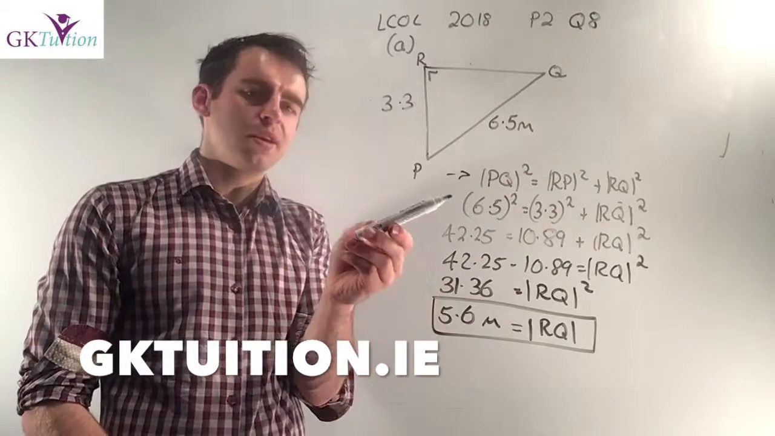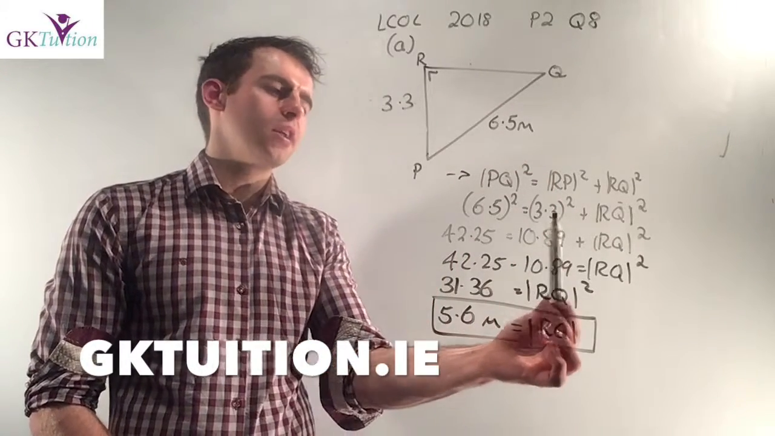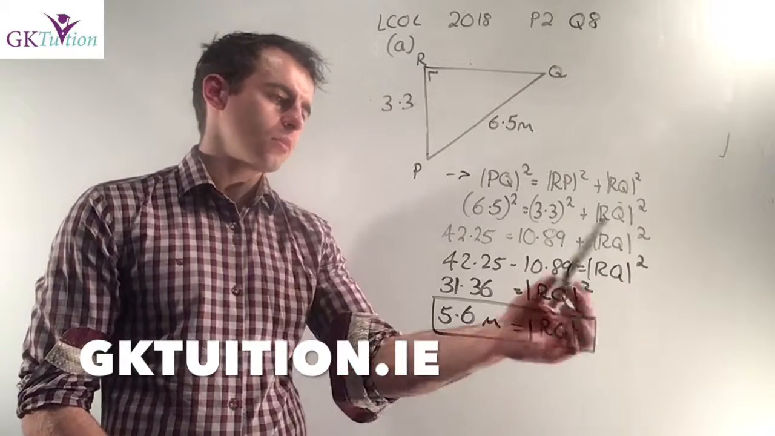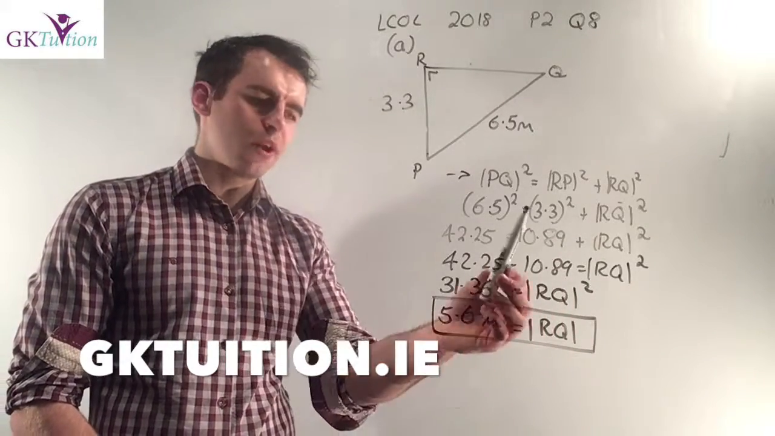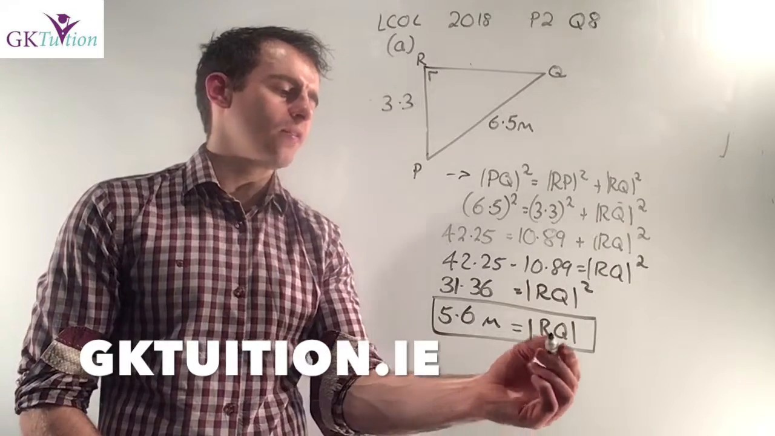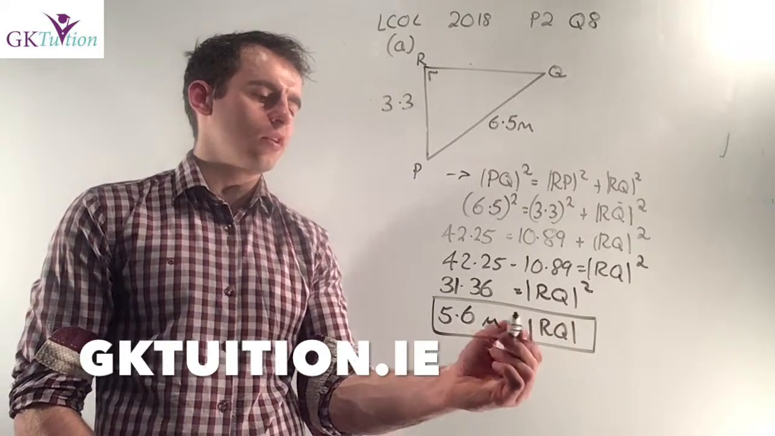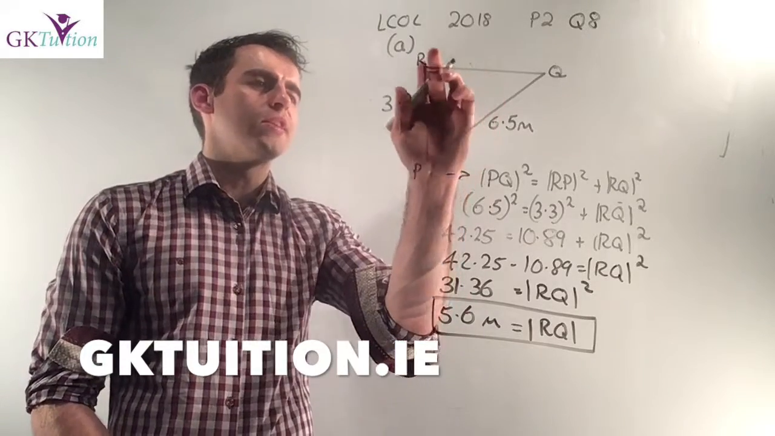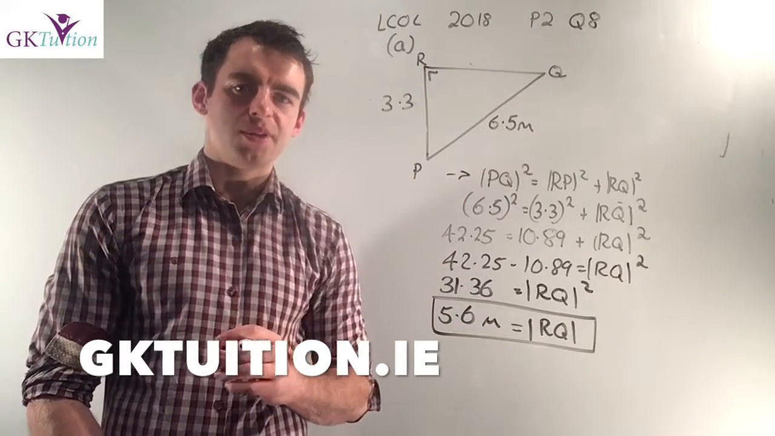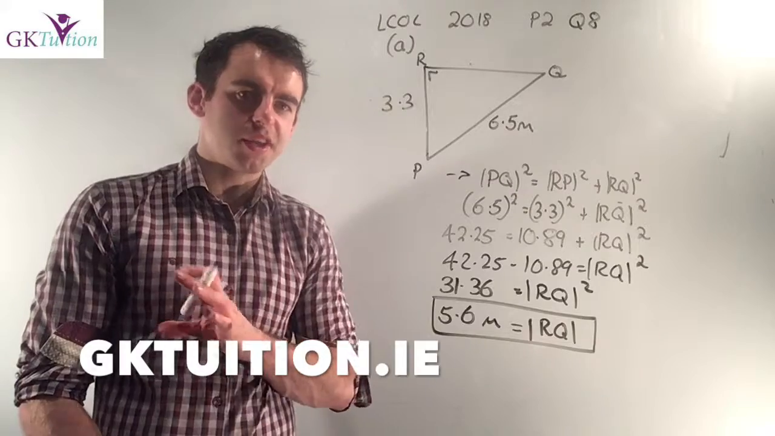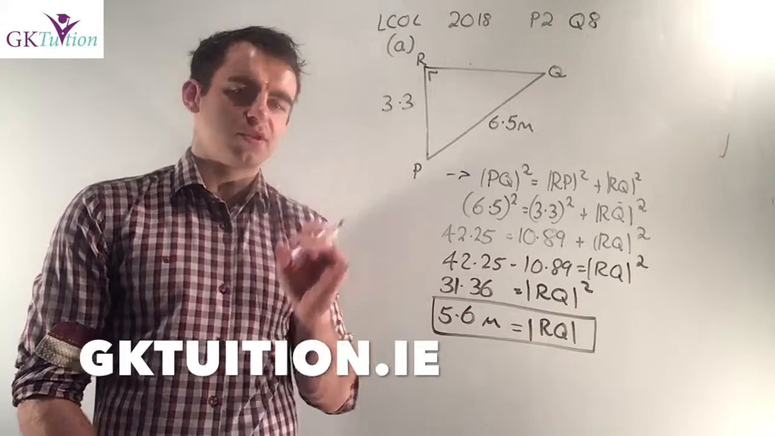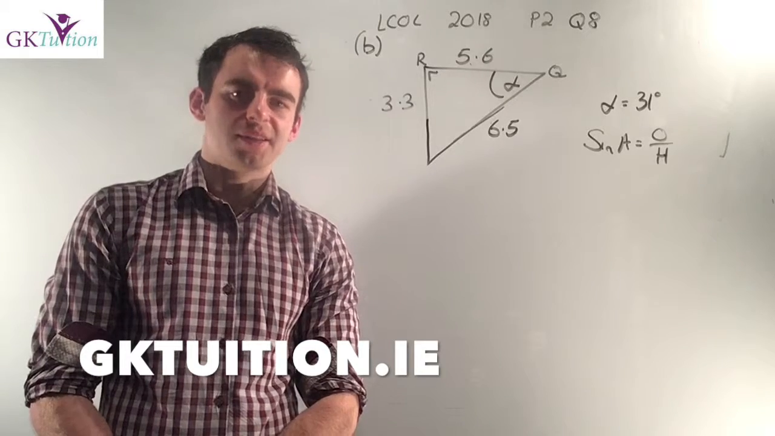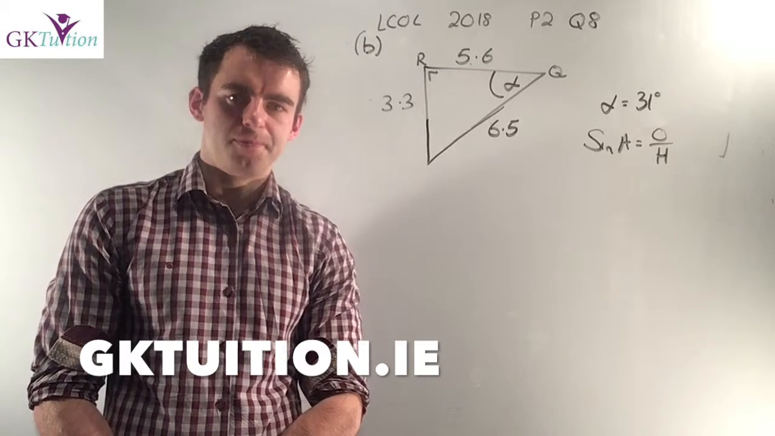If we now sub in, you just get 6.5 squared is equal to 3.3 squared plus RQ squared. And when you manipulate this down, it's relatively straightforward, and your final answer is that RQ is equal to 5.6 meters. So I now know that the distance from R to Q is 5.6 meters, and for the second part of this question, again, we're only concerned with this triangle. For part B, it asks me to find the angle alpha.